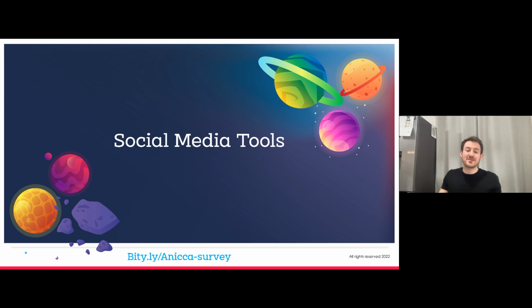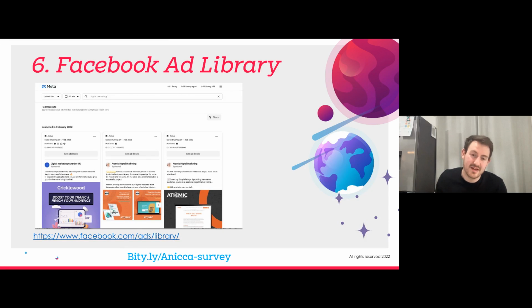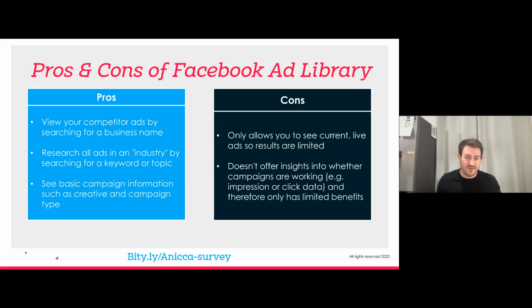So moving on to our social media tools. The first up, and probably my personal favorite in the social media section, is the Facebook ad library. So what is the Facebook ad library? Essentially, the Facebook ad library allows you to search for your competitors, and it enables you to view what ads are currently being used by your competitors.